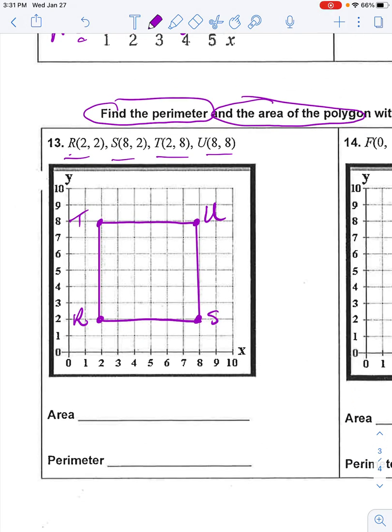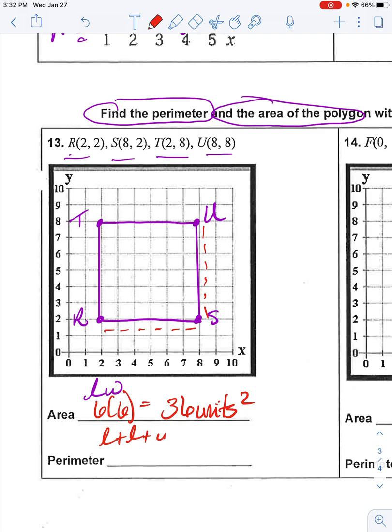Okay. So I should see the letters on each coordinate, R, S, T, and U. Area. Okay, there's not a whole lot of room here, but go ahead and show me length times width. 1, 2, 3, 4, 5, 6. 1, 2, 3, 4, 5, 6. The area is 36. Doesn't have a label, so we're going to say units squared.